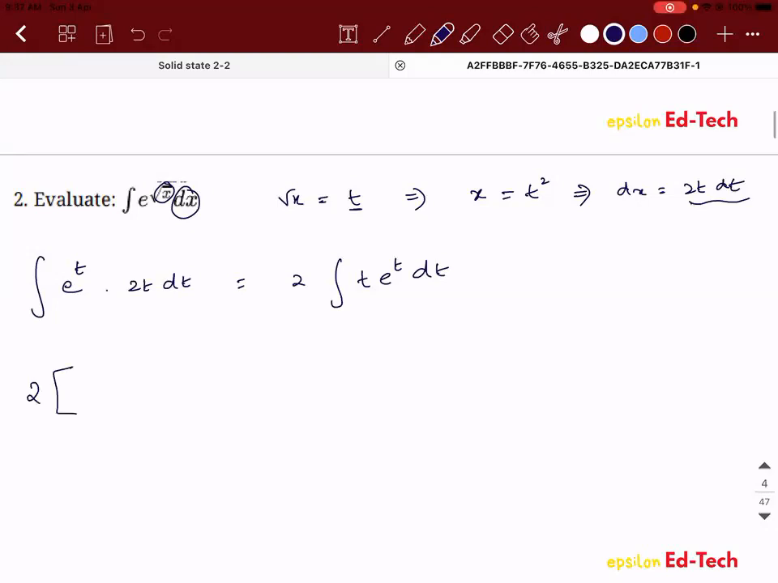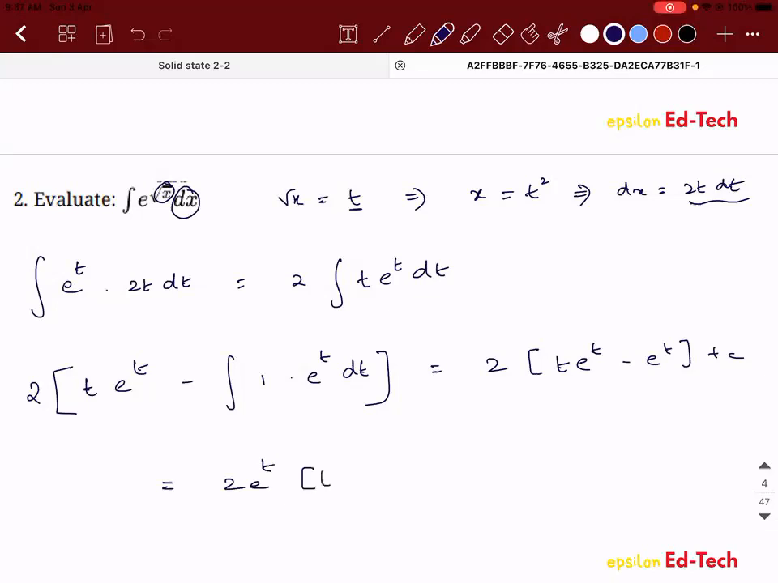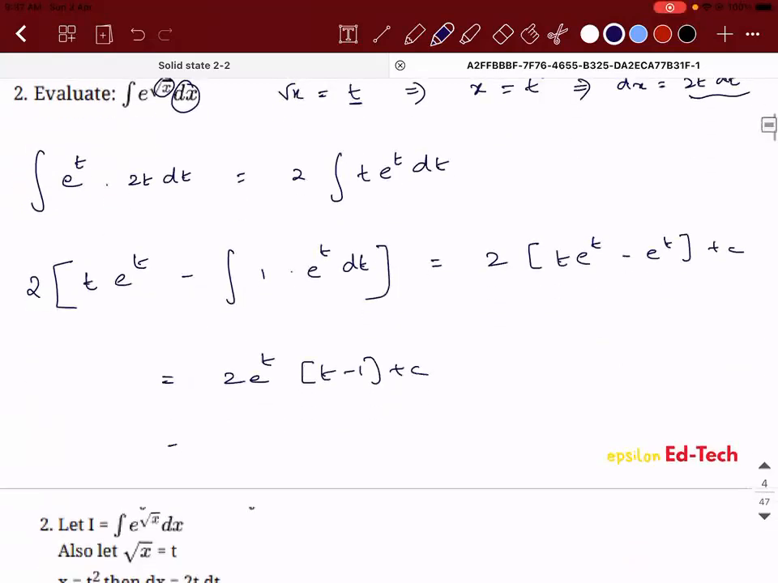So 2 into first function into integral of second function minus integral of derivative of first function into integral of second function dt. So this will be 2 into t e power t minus e power t plus c. So if I take the e power t outside, I'll get t minus 1 plus c. So the answer will be 2 e power root x into root x minus 1 plus constant. Okay. Next one.